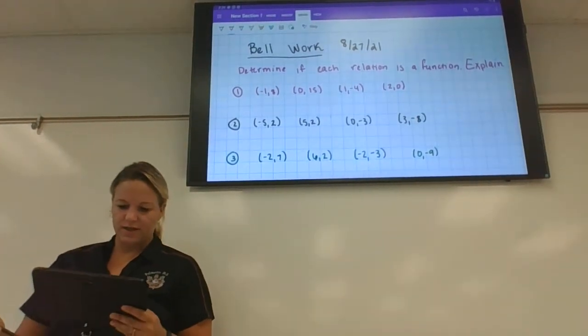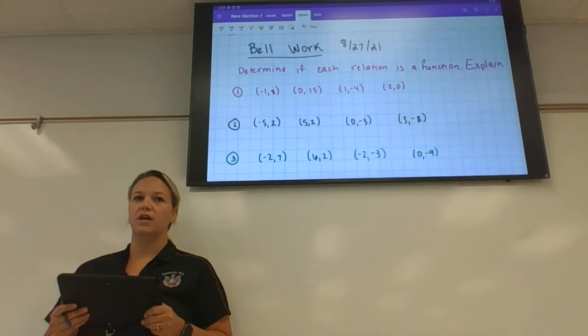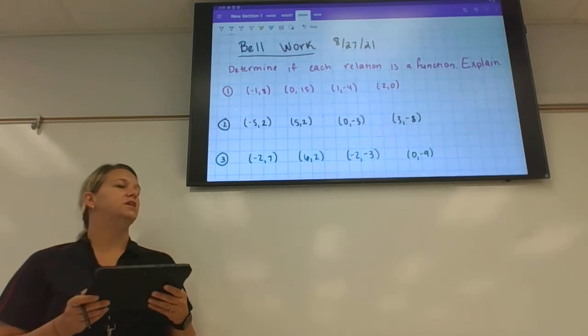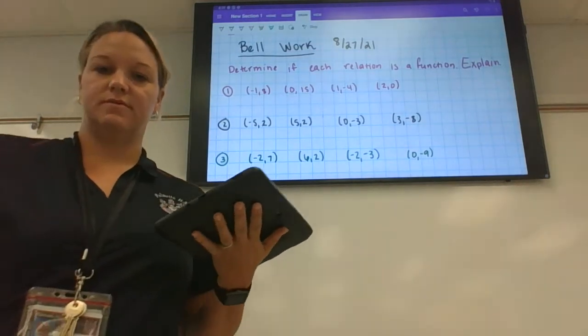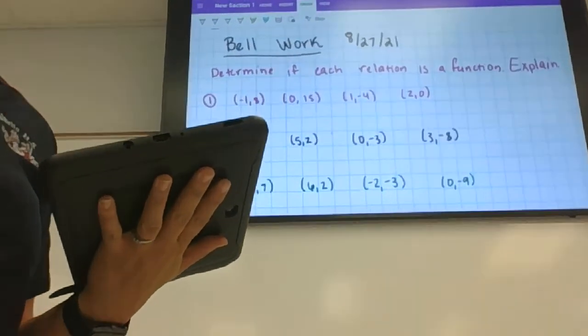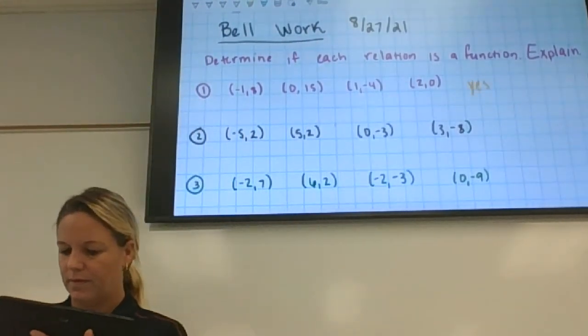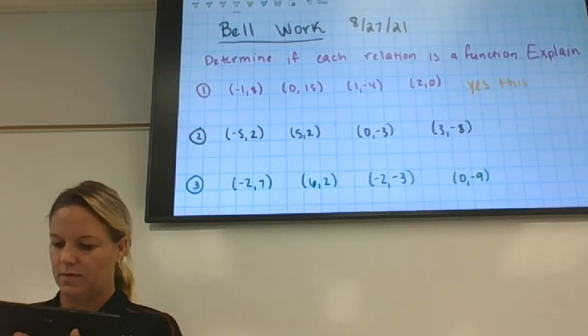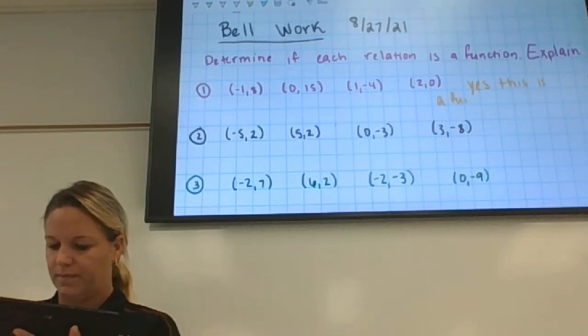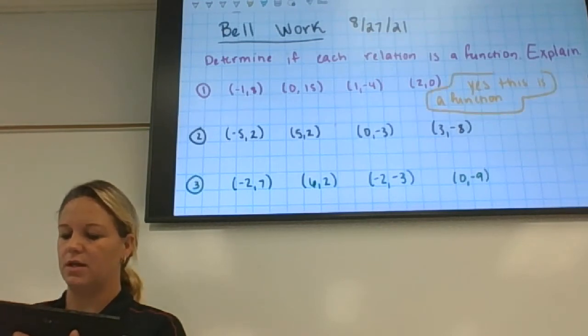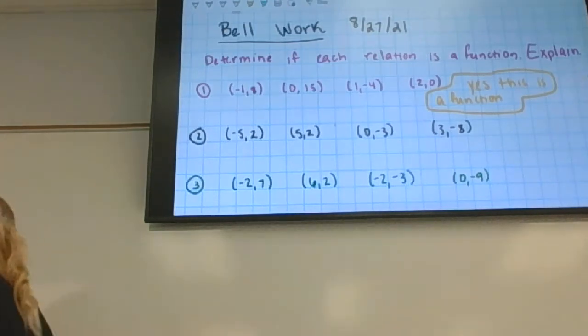Okay, so let's hear it. We got 1, 2, and 3. Number 1, yes function or no function? What is the test, Tony? The vertical line test. It's not a function because if it does, it's not a function.